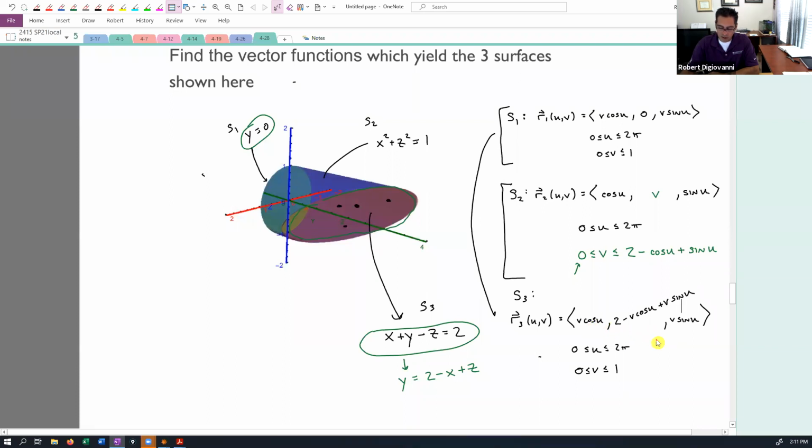So this draws me the disk, not the circle, the disk. And this part guarantees that as I draw the disk, the y coordinate is always landing on the plane.